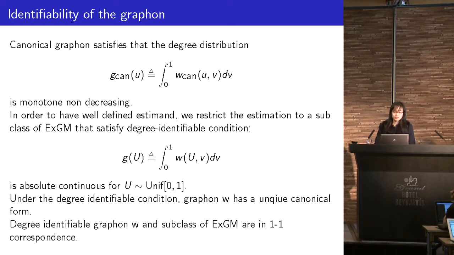And under the degree identifiable condition, the graphon W has a unique canonical form. This means when we restrict the exchangeable model to this degree identifiable model, the graphon W and a subclass of EXGM are in one-to-one correspondence. So we look at the data and we can identify the unique graphon we are interested in.